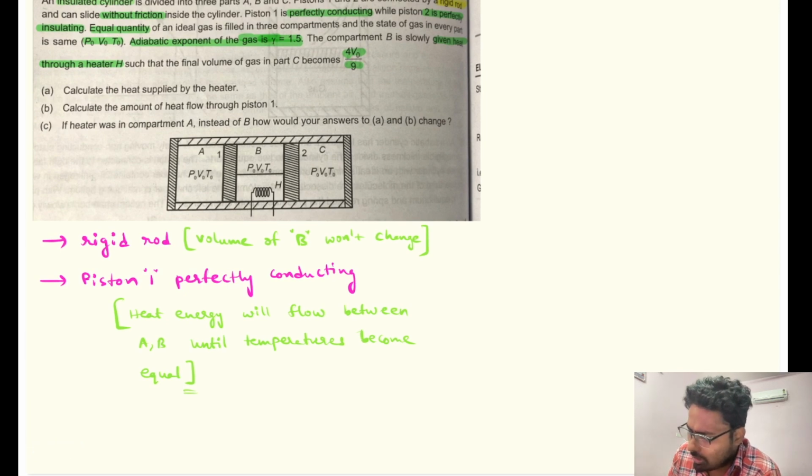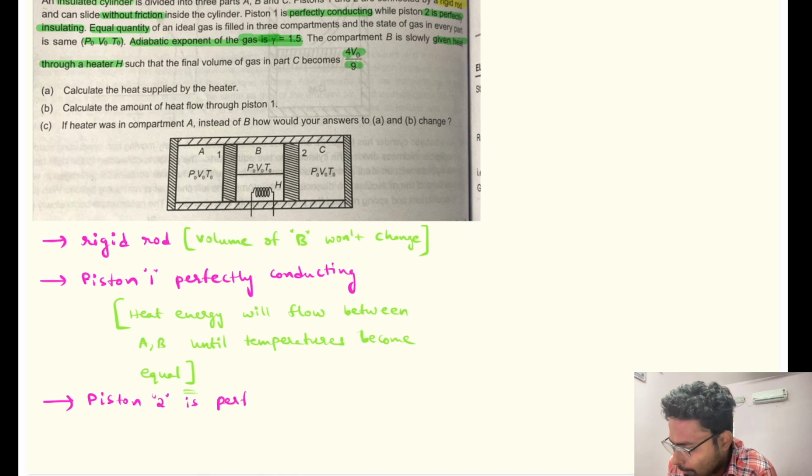Next point they are telling is: piston 2 is what? Insulating, perfectly insulating. So piston 2 is perfectly insulating. Sir, piston 2, what is the takeaway from this point that they have given?